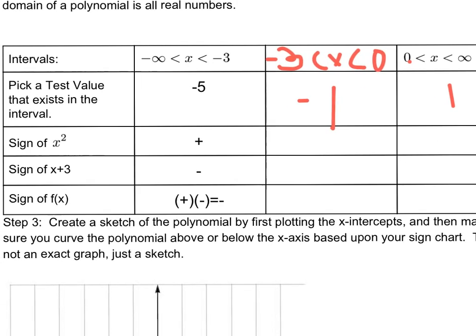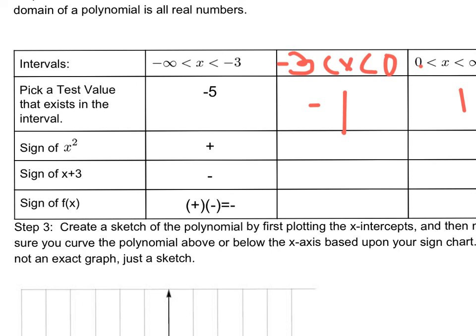They're a little friendlier. So the sign of x squared, well, when you square a negative, it's always going to be positive. So negative 5 squared is positive. Negative 1 squared is positive. And 1 squared is positive. So now I see how they are with x plus 3. Negative 5 plus 3 is negative 2, so it's negative. Negative 1 plus 3 is 2, which is positive. And 1 plus 3 is 4, which is positive. So notice I have 2 positives, which is a positive. I have 2 positives, which is a positive.